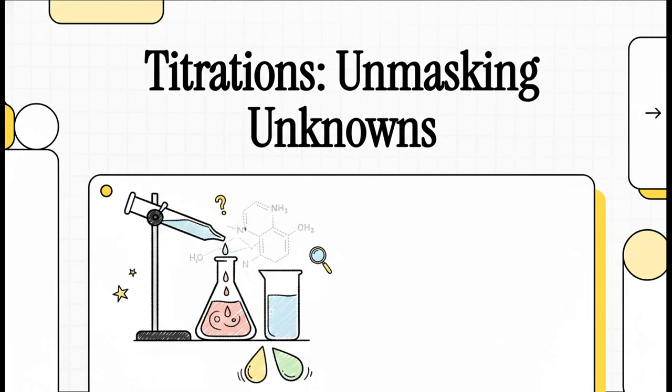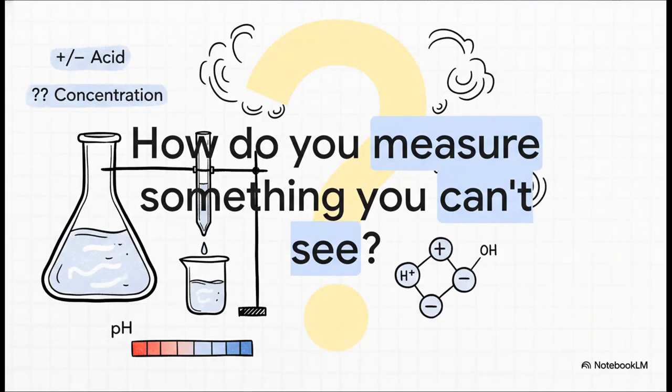Welcome to the Explainer. Today we're jumping into one of the most fundamental techniques in all of chemistry. Think of it like being a chemical detective, where our job is to unmask the hidden identity of an unknown solution. So, let's start with a classic chemistry problem. Picture this. You've got a flask, and inside, a totally clear liquid.